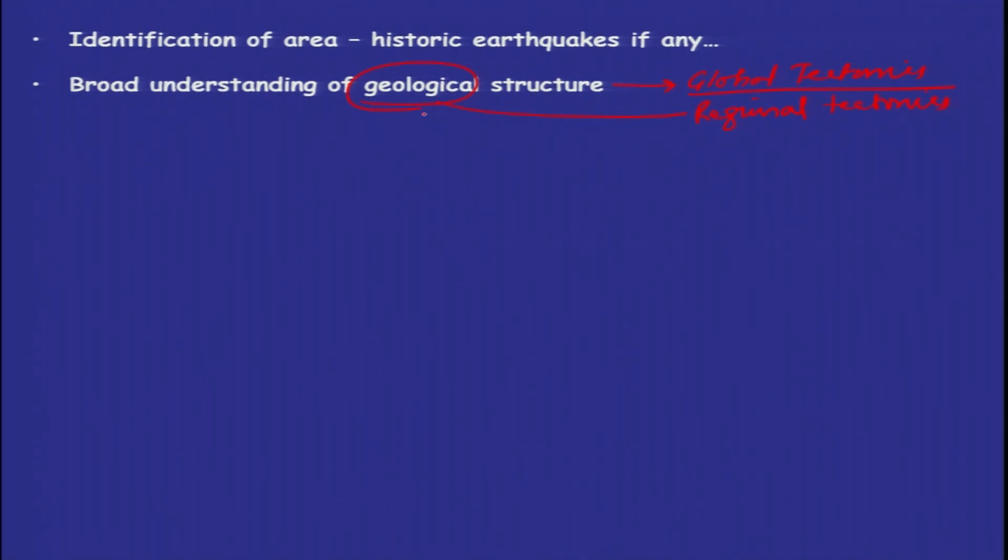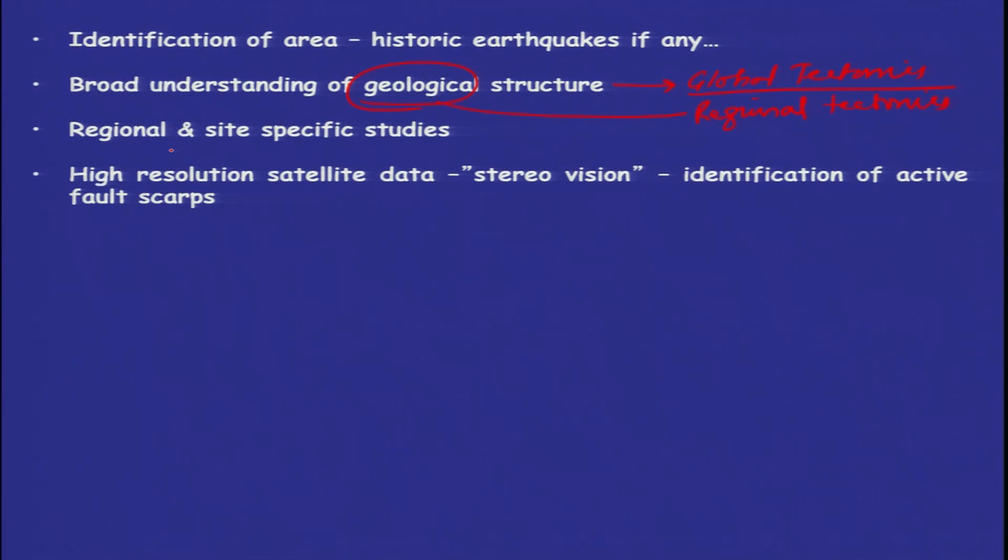So, this will help us in understanding what type of deformation one can expect based on the global tectonics. Then regional and site specific studies we will take, and we will do detailed geomorphic mapping using high resolution satellite data, and this is what I was emphasizing in the previous lectures. And if we have stereo vision photographs, then this will help us in identification of active fault scarps, because this will help you in viewing the whole area in 3 dimensions.